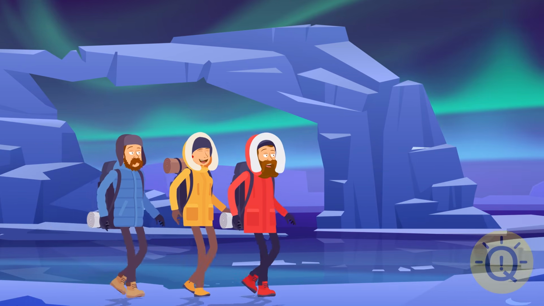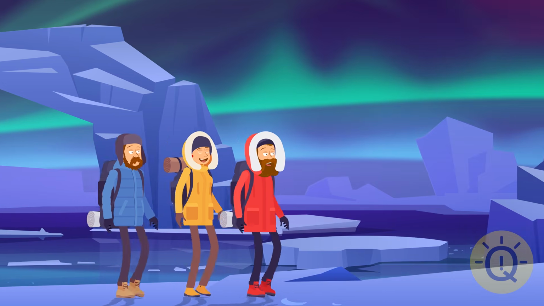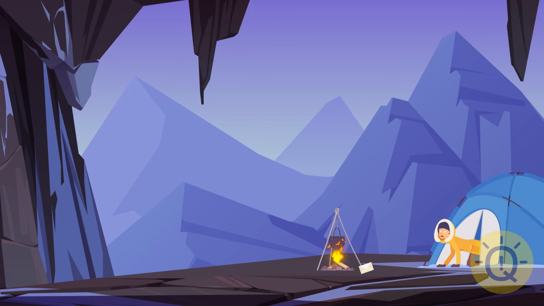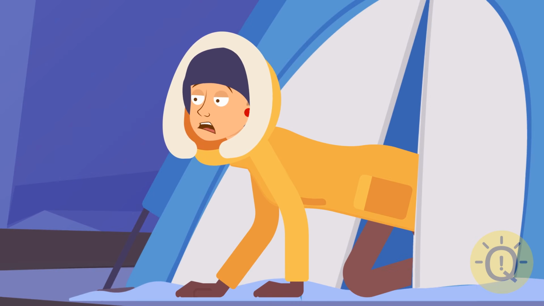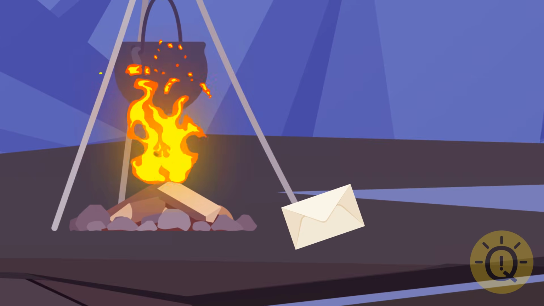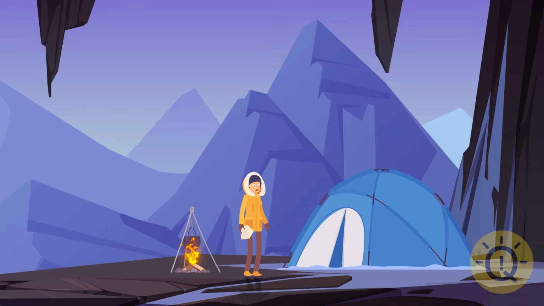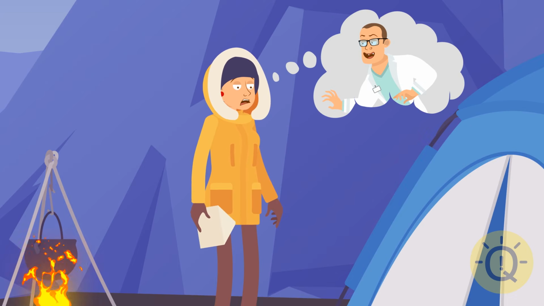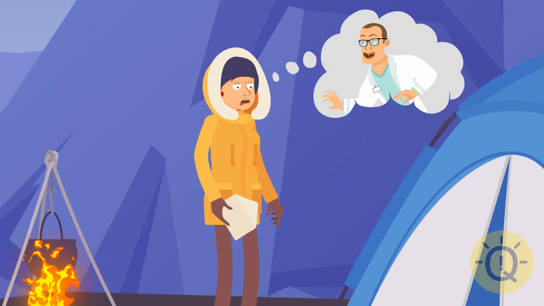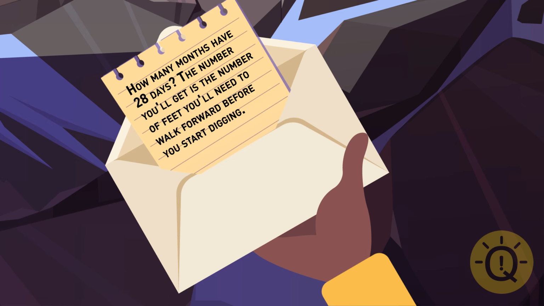Eve went on an expedition to Antarctica with a group of scientists. 3 days into the expedition, Eve woke up and found out that all of her colleagues were missing. The only thing she found was an envelope. Inside, there was a letter. Apparently, a crazy scientist had taken her friends, and now Eve could only save them by cracking his riddles. Here's the first one. How many months have 28 days? The number you'll get is the number of feet you'll need to walk before you start digging.